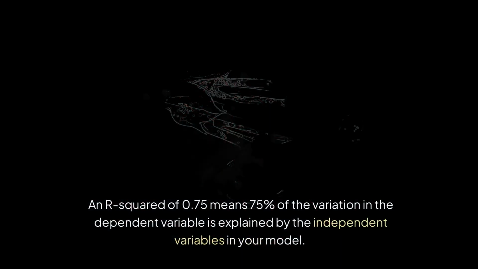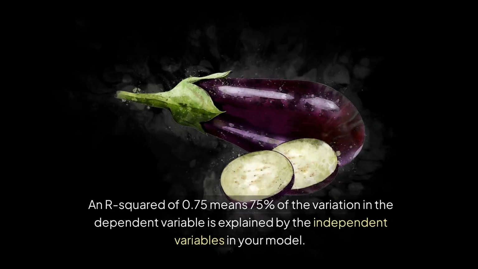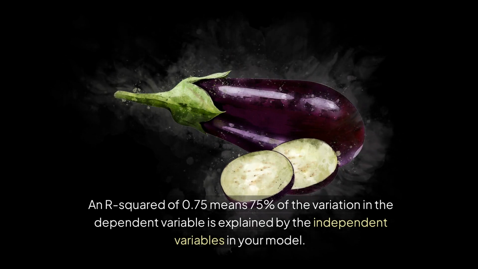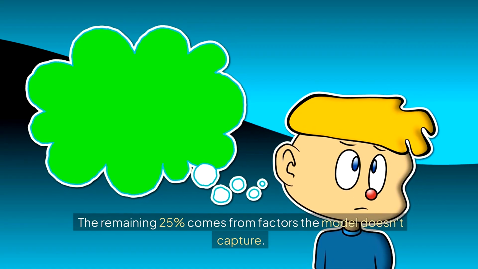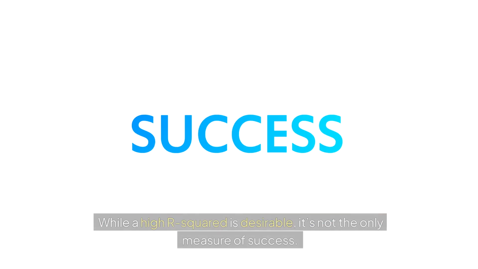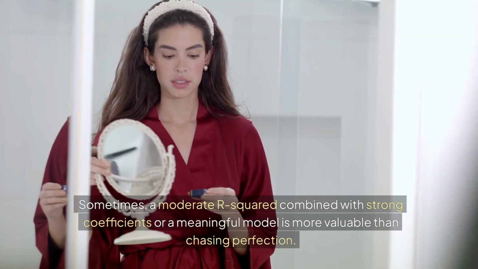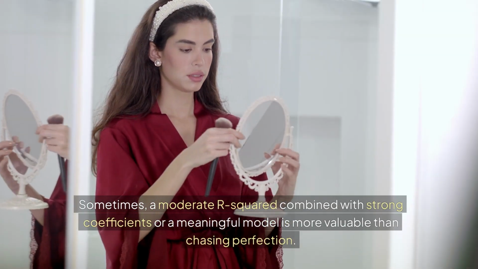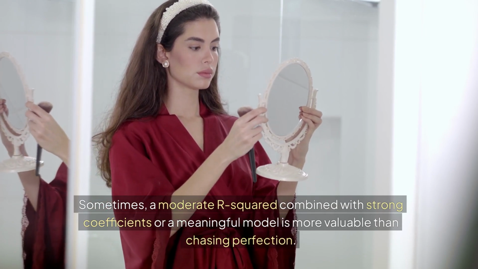Example. An R-squared of 0.75 means 75% of the variation in the dependent variable is explained by the independent variables in your model. The remaining 25% comes from factors the model doesn't capture. While a high R-squared is desirable, it's not the only measure of success. Sometimes, a moderate R-squared combined with strong coefficients or a meaningful model is more valuable than chasing perfection.